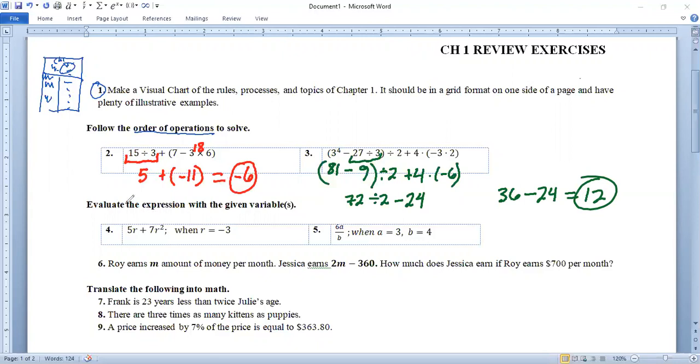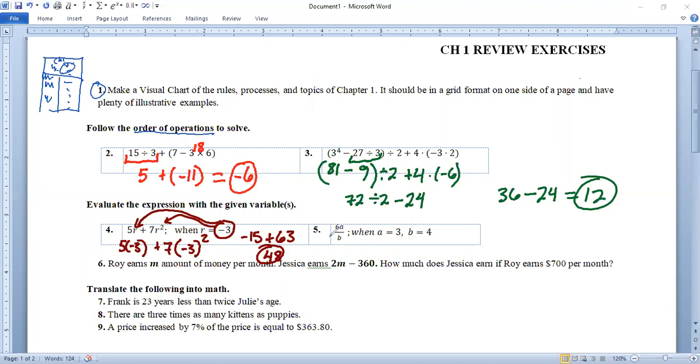Excellent. Number 4. Evaluate the expression with the given variables. Here we have 5r plus 7r squared when r is negative 3. So we're going to take negative 3 and stick it in there, and then stick it in there. So we get 5 times a negative 3 plus 7 times a negative 3 squared. When you're using your calculator, it is very important that this negative 3 have the parentheses on it, because you've got to take negative 3 times negative 3, better be a positive 9. So this is negative 15 plus 7 times 9, which is 63. Those are opposite signs, so we subtract them. 63 minus 15 is 48, and the stronger number is positive. Good.